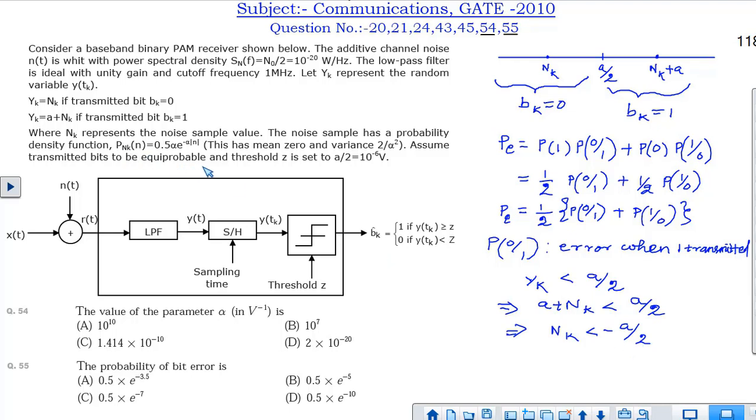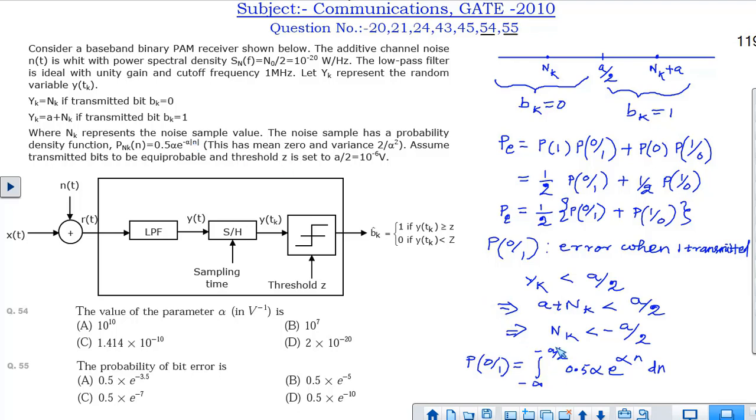Then we know the probability density function as it is given in the question. So if we integrate this from minus infinity up to this point, then we can get this conditional probability. So the probability of 1 transmitted and 0 received will be the integral from minus infinity to a by 2, up to this limit it is integrated, of the probability density function. Here as modulus of n is given, it will be simply n, because its power will be always negative whether n is positive or negative.